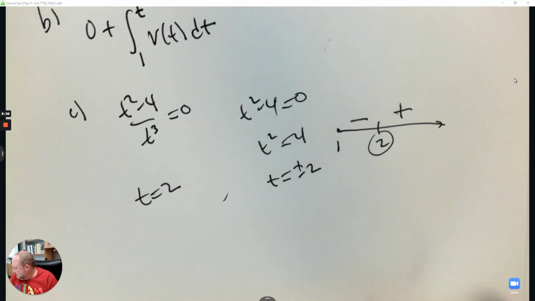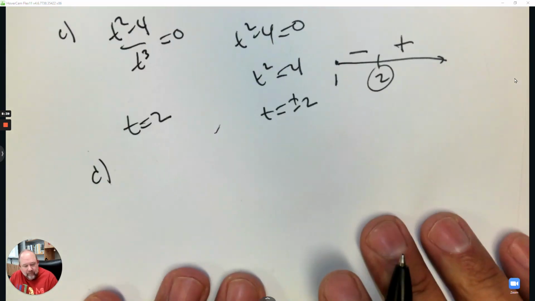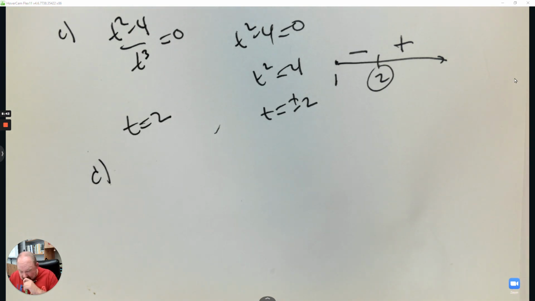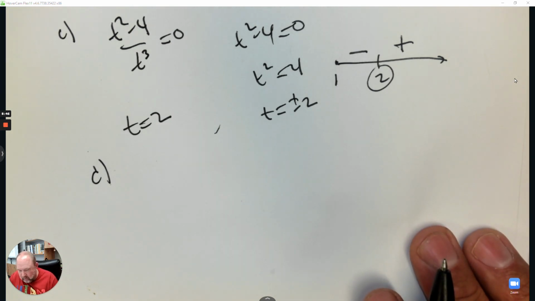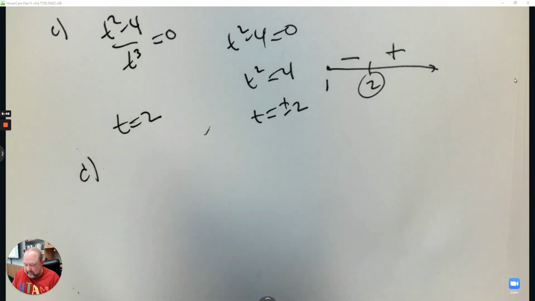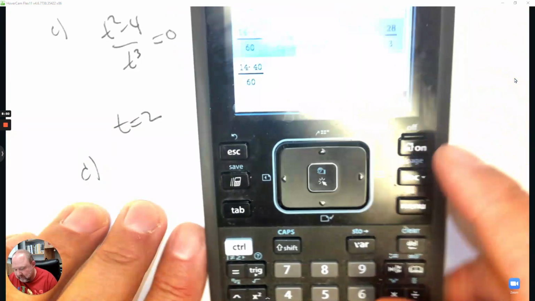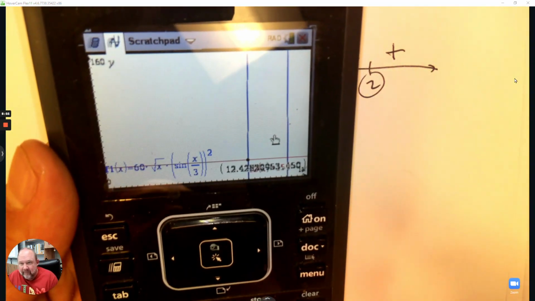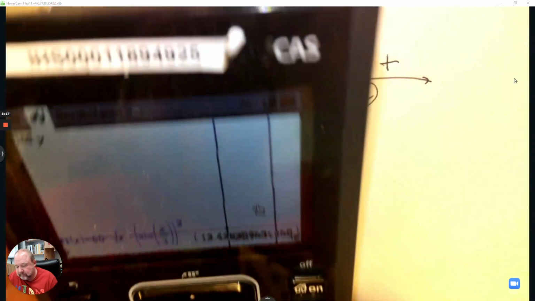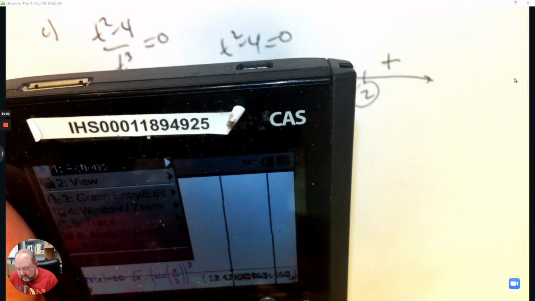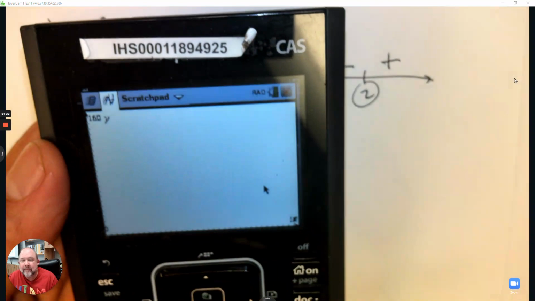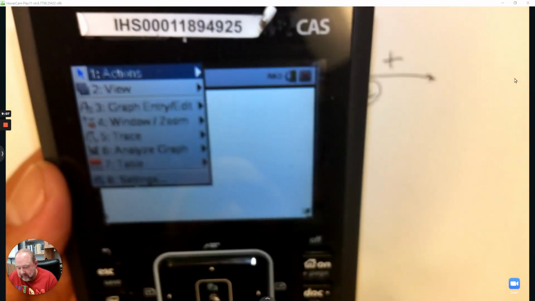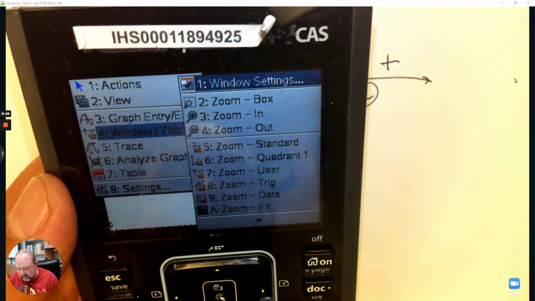Part D. During what interval is the acceleration positive? So when I take the derivative, when is that derivative positive? So I want to use my calculator here. I'm going to graph this. If I have something there, I need to erase it just to have a clean slate. And my window is going to go from like 1 to something.